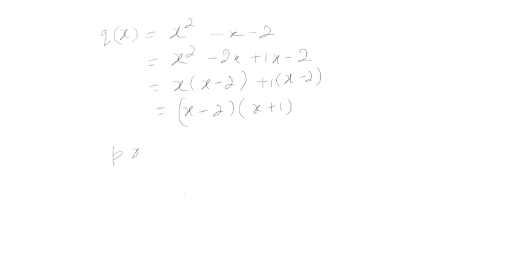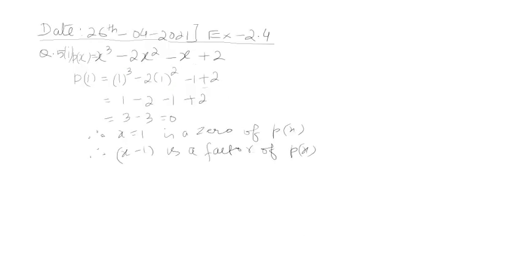The polynomial is px is equal to x cube minus 2x square minus x plus 2. So what are the factors? The factor is x minus 1. From where we got x minus 1, it was the previous one. If you see, we told that x minus 1 is a factor.